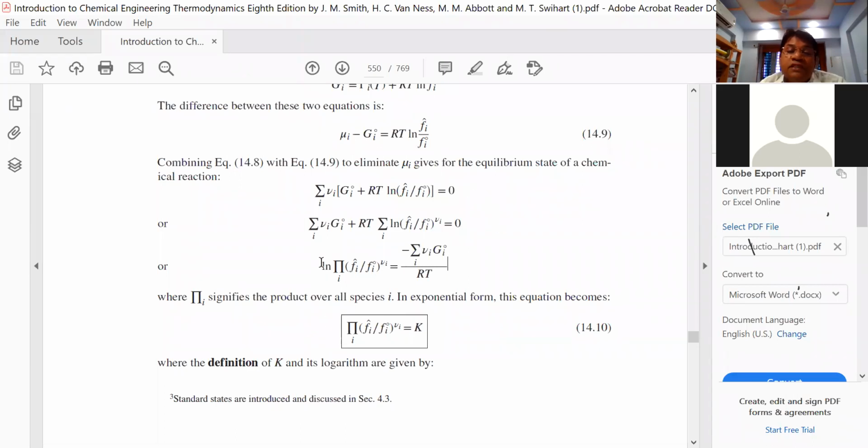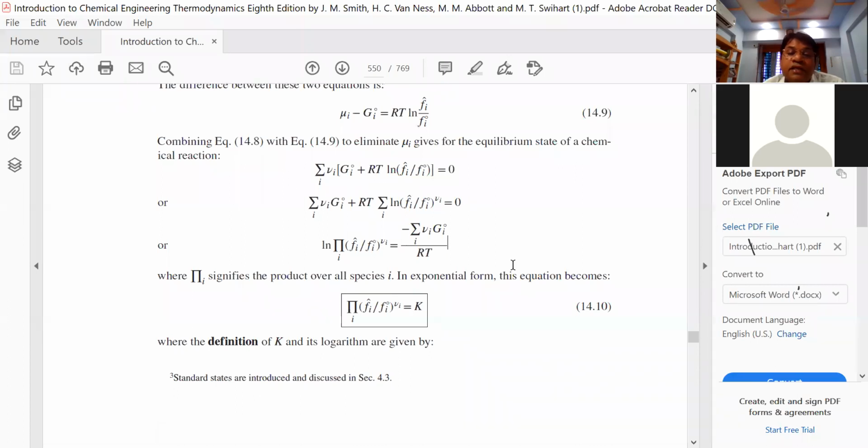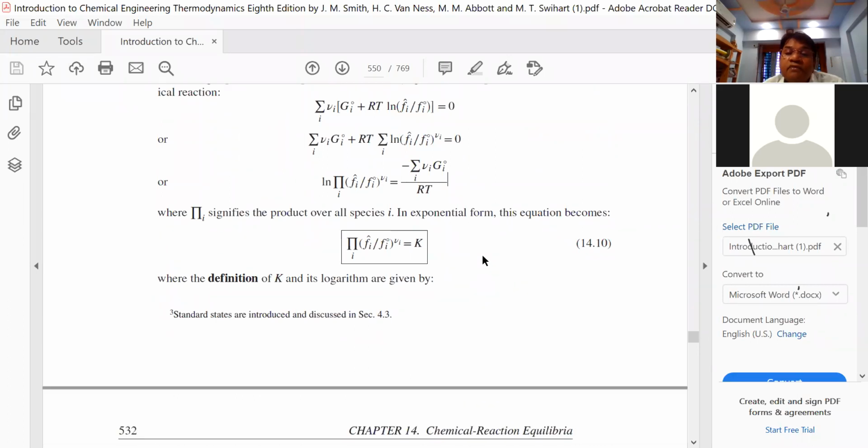This is some mathematical arrangement; if you practice, you can get it. But finally the equation is in terms of fugacity. We have just 10 minutes of time, and we will finish within these 10 minutes today. So this is the equilibrium constant in terms of fugacity.